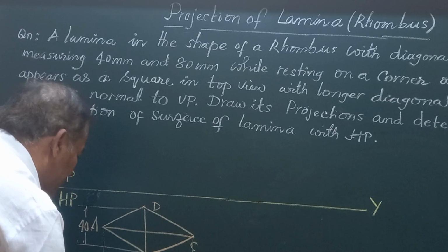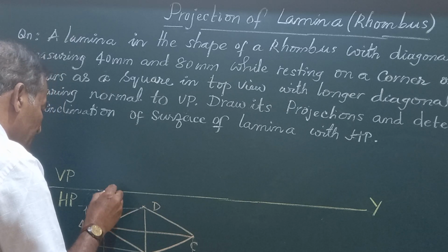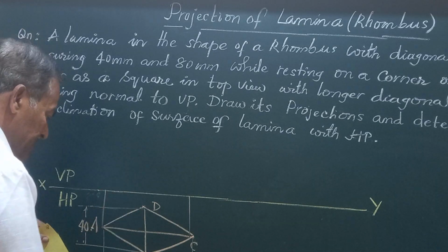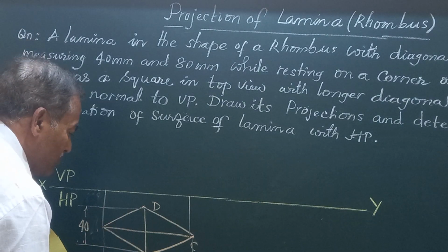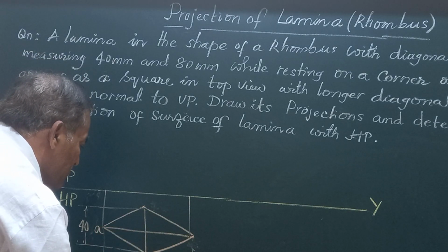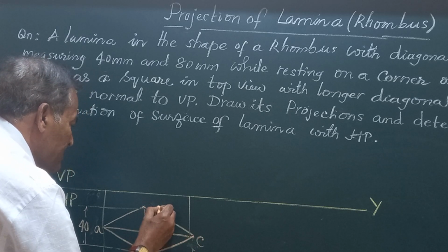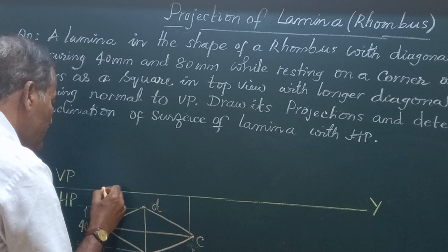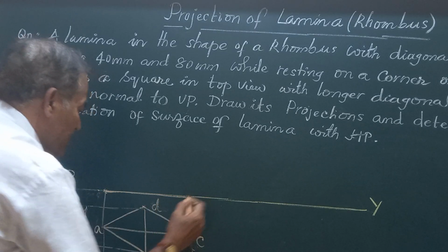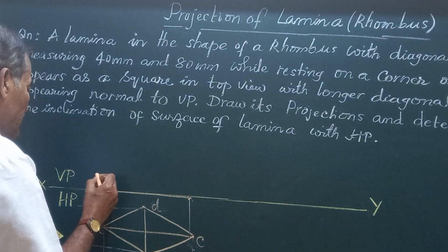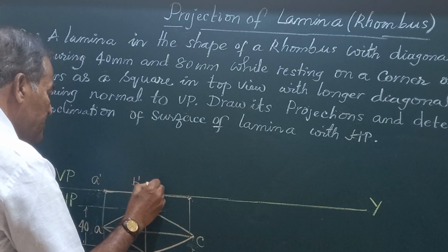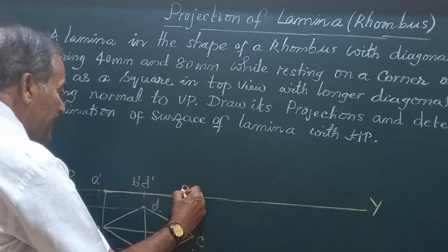So by projecting points from all these corners A, B, C and D onto XY, you get a line on XY which is represented by small letters a, b, c, d instead of capital. So this is small a, b, c and this is d. And in the front view, you get a line on XY which will have a dimension equal to the length of the longer diagonal. So we'll call this point a dash. This middle point becomes b dash, d dash and the last point is c dash.